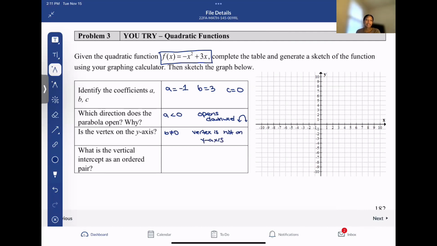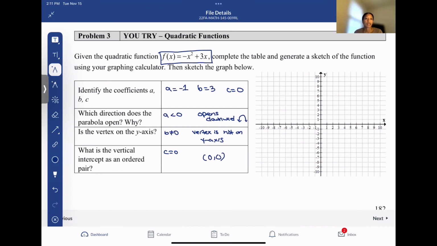So the vertex is not on the y-axis. Okay, and then the last thing we're asked, what is the vertical intercept? C is equal to 0. So our vertical intercept, or y-intercept, is at 0, c. So that would be 0, 0 at the origin in this case.